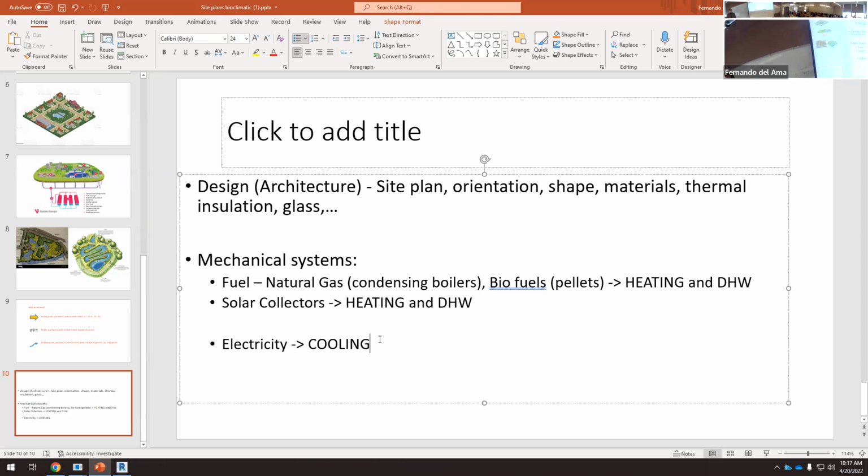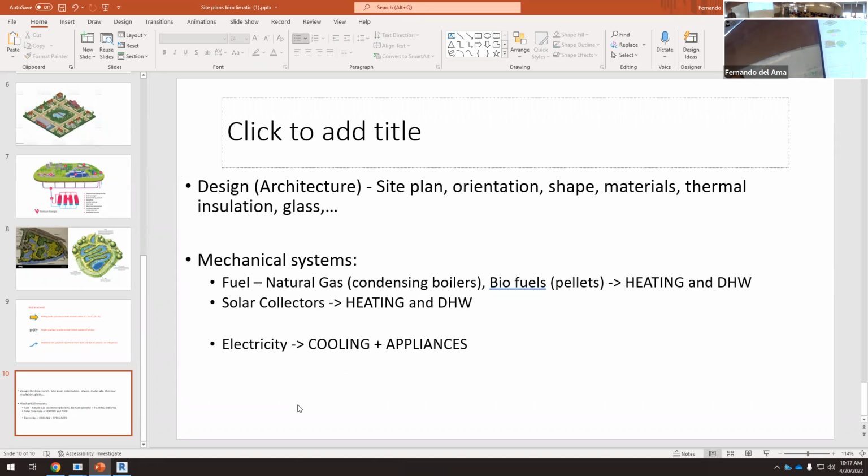Okay. So when we are designing the systems, we are going to design systems only with solar collectors and electricity. We are not burning anything in our buildings. If you need to burn anything, let me know, and probably we will agree. But as a rule of thumb, let's use solar collectors for heating and domestic hot water, and let's use electricity for cooling and all the appliances that we have in our building. Okay, everything that runs on electricity.